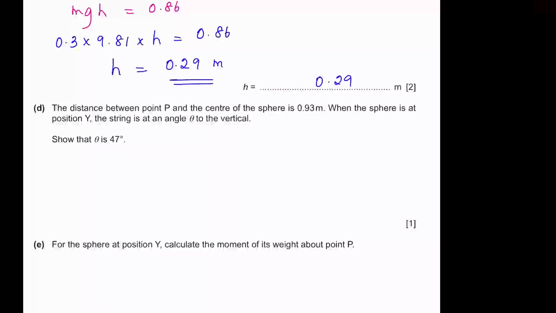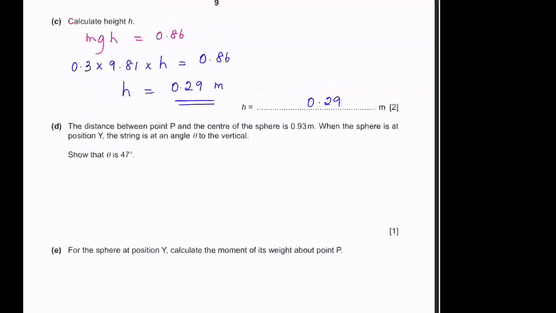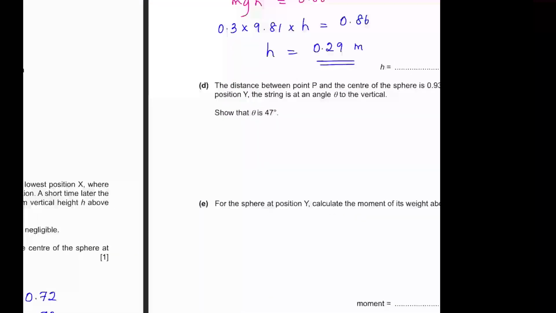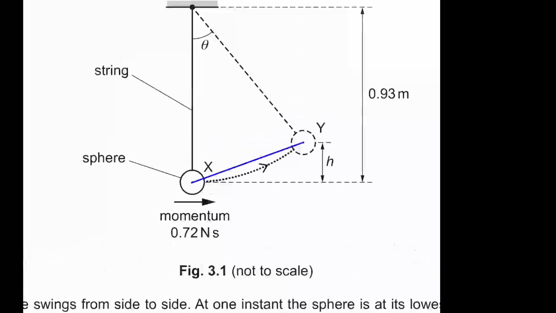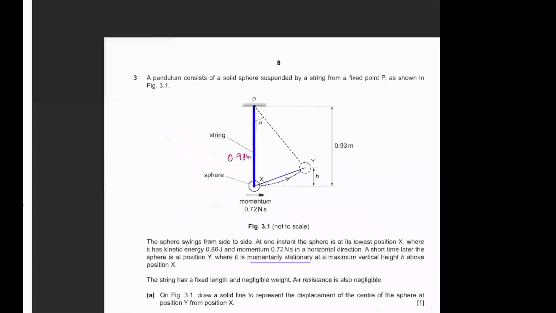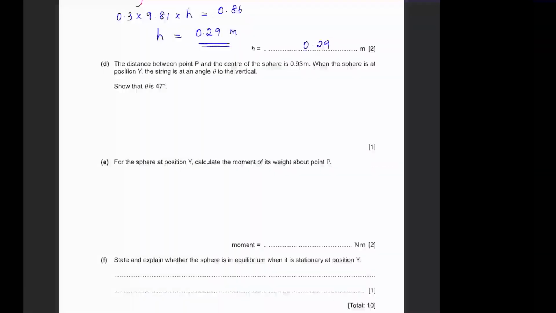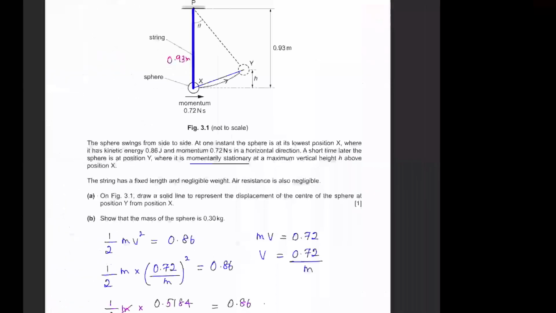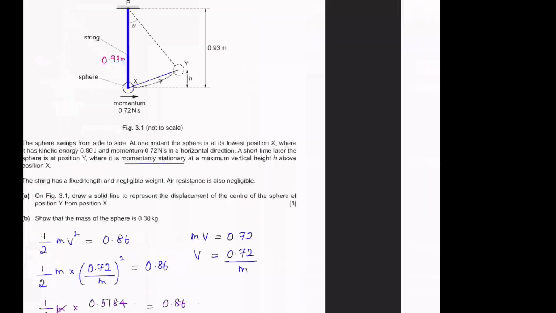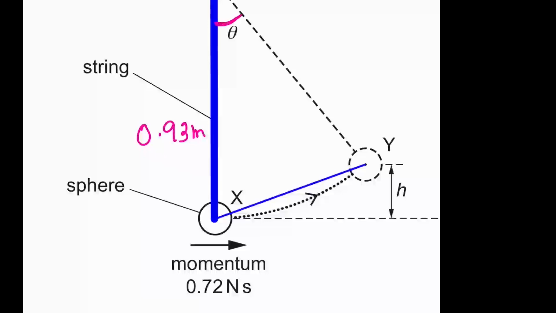The distance between the point P and the center of the sphere is 0.93 meters. Point P and the center of the sphere. This one. This is given 0.93 meters. When the sphere is at position Y, the string is at an angle theta to the vertical. Show that theta is 47. This angle is what they want you to prove. So guys, simple grade 9 maths, simple trigonometry.